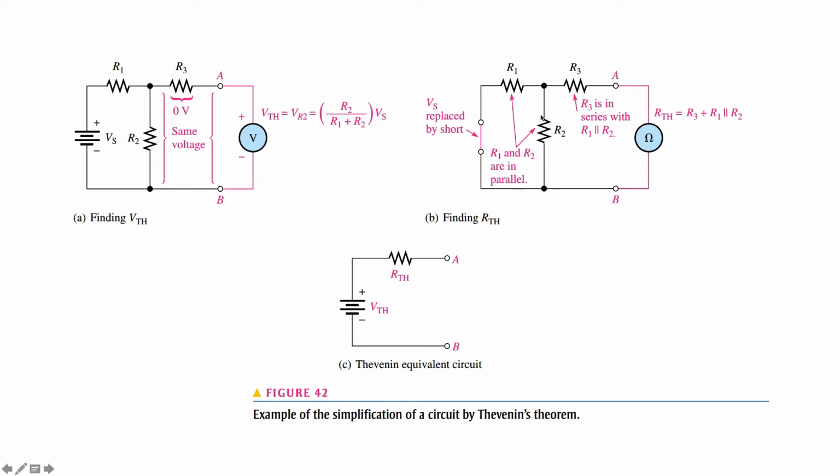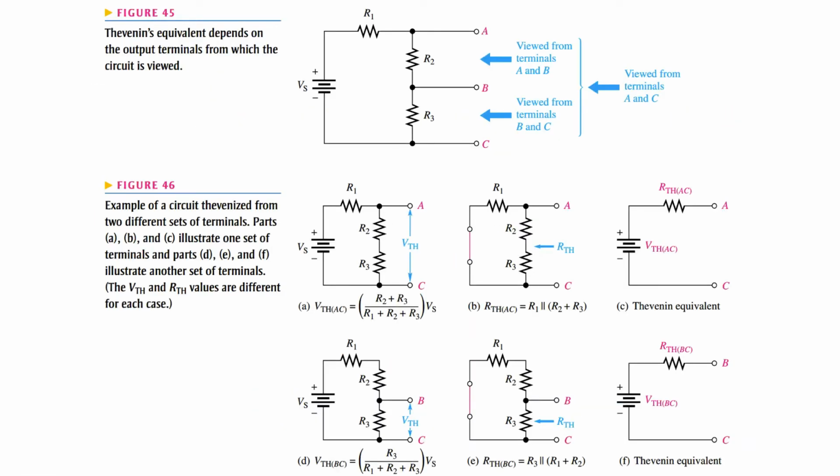The equivalent parallel resistance is symbolized by a double bar between R1 and R2. This equivalent resistance is in series with R3. Thus, the equivalent Thevenin resistance is equal to R3 plus the equivalent resistance between R1 and R2. It's important to understand that the Thevenin equivalent circuit depends on the viewpoint.